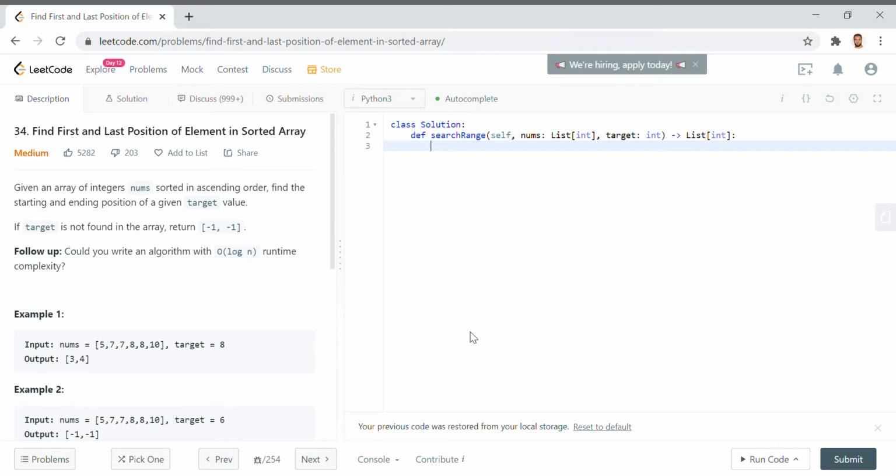We would like to find the first and last position of some element in a sorted array. So we have a sorted array and a target that we'd like to locate. If you look at example 1, we have target 8, so that means that the first and last time that 8 appears is at index 3 and index 4.